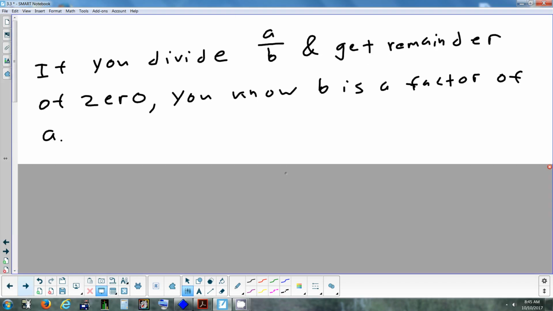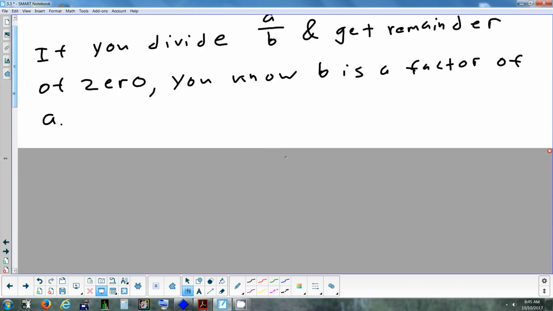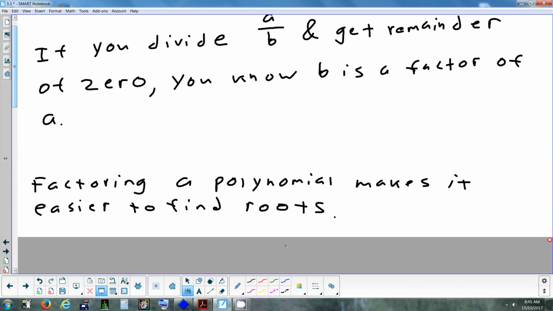So we just mentioned this. If you divide a by b and you get a remainder of 0, then you know b is a factor of a. And it doesn't matter if a and b are just numbers. Again, they can be polynomials or anything more complicated. So factoring a polynomial, the reason why we want to do it is it makes it very easy to find the roots.